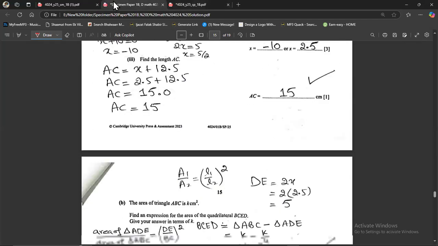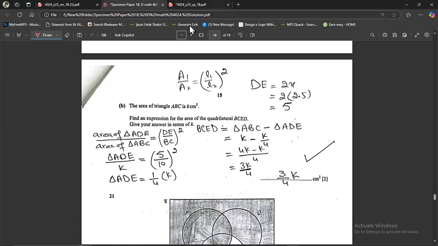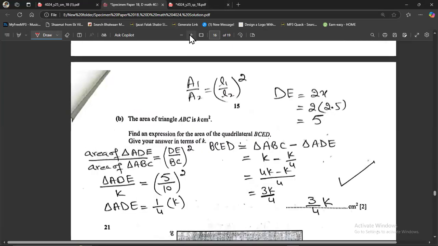So let me show you. Because they are similar, the two triangles which are similar to each other, the ratio of their areas is equal to the square of the ratio of their sides. Area 1 by area 2 is equal to L1 by L2 whole square.